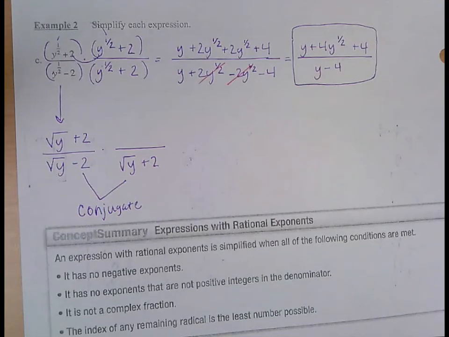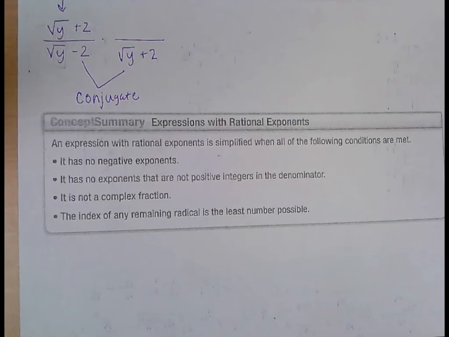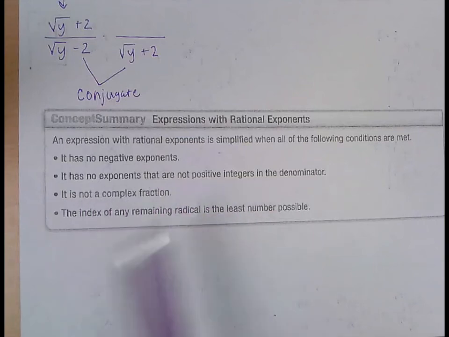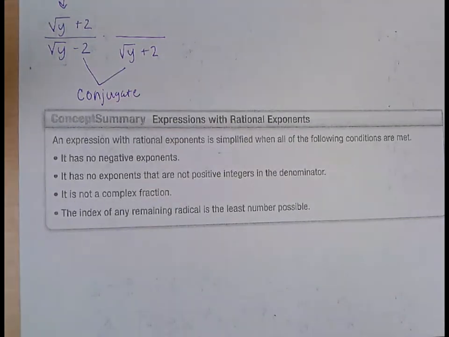Okay, so then there is a summary at the end for expressions with rational exponents, what it means to be simplified. So make sure you have no negative exponents. Every exponent in a denominator is a positive integer. It's not a complex fraction. That means a fraction within a fraction. And any index is the least number possible.